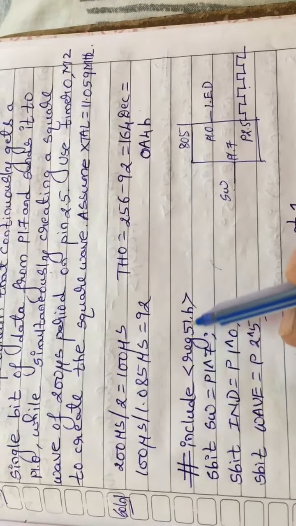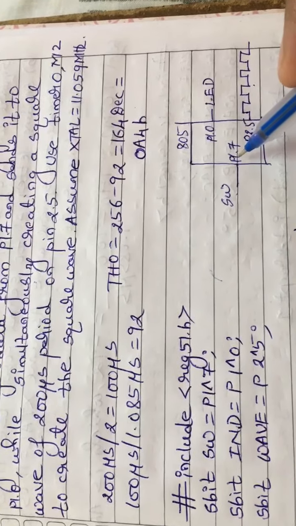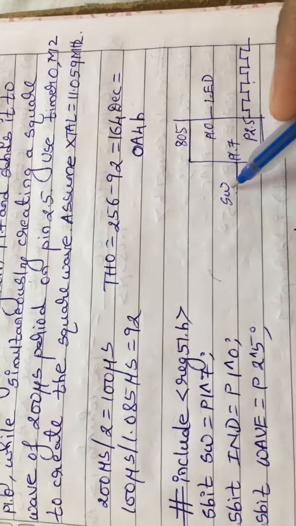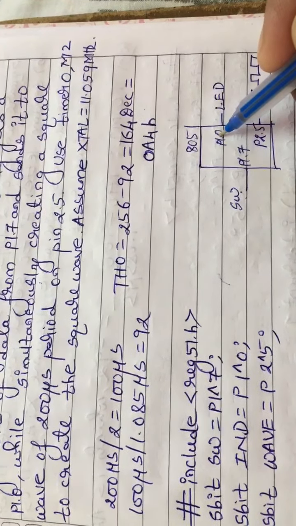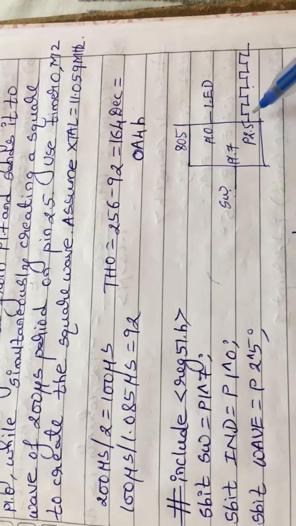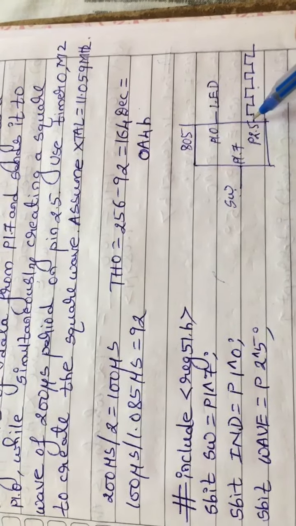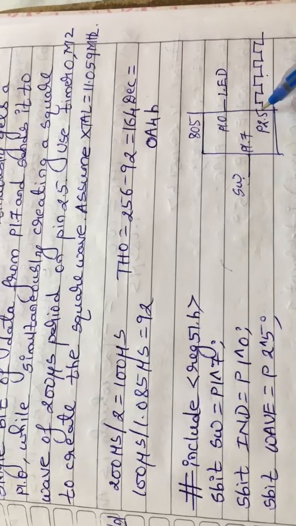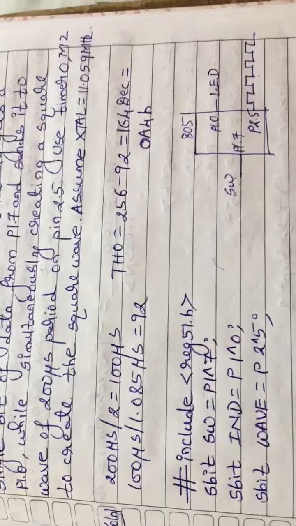#include <reg51.h>, right? So P1.7 I will call by the name SW, and the LED I will call by the name P1.0. And for P2.5 I will call it by the name wave. You can write the program in any fashion. This is one fashion that I am writing.